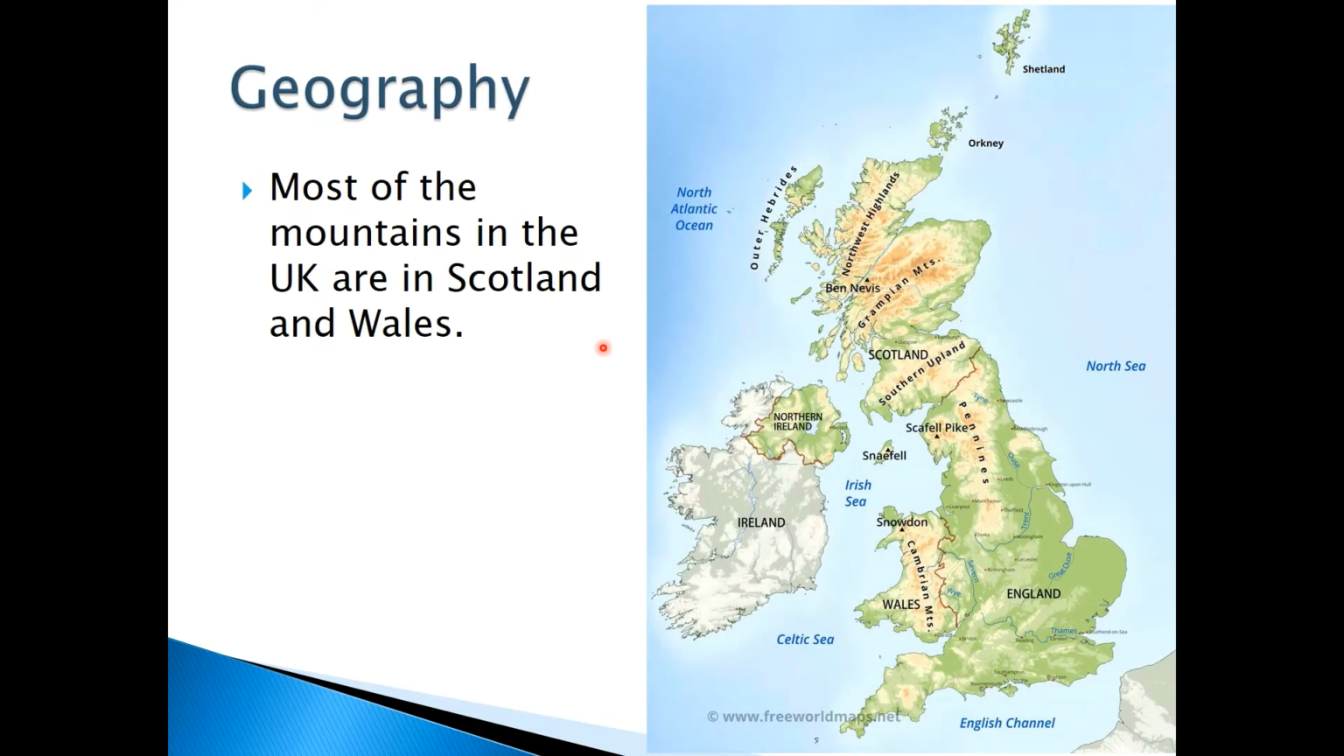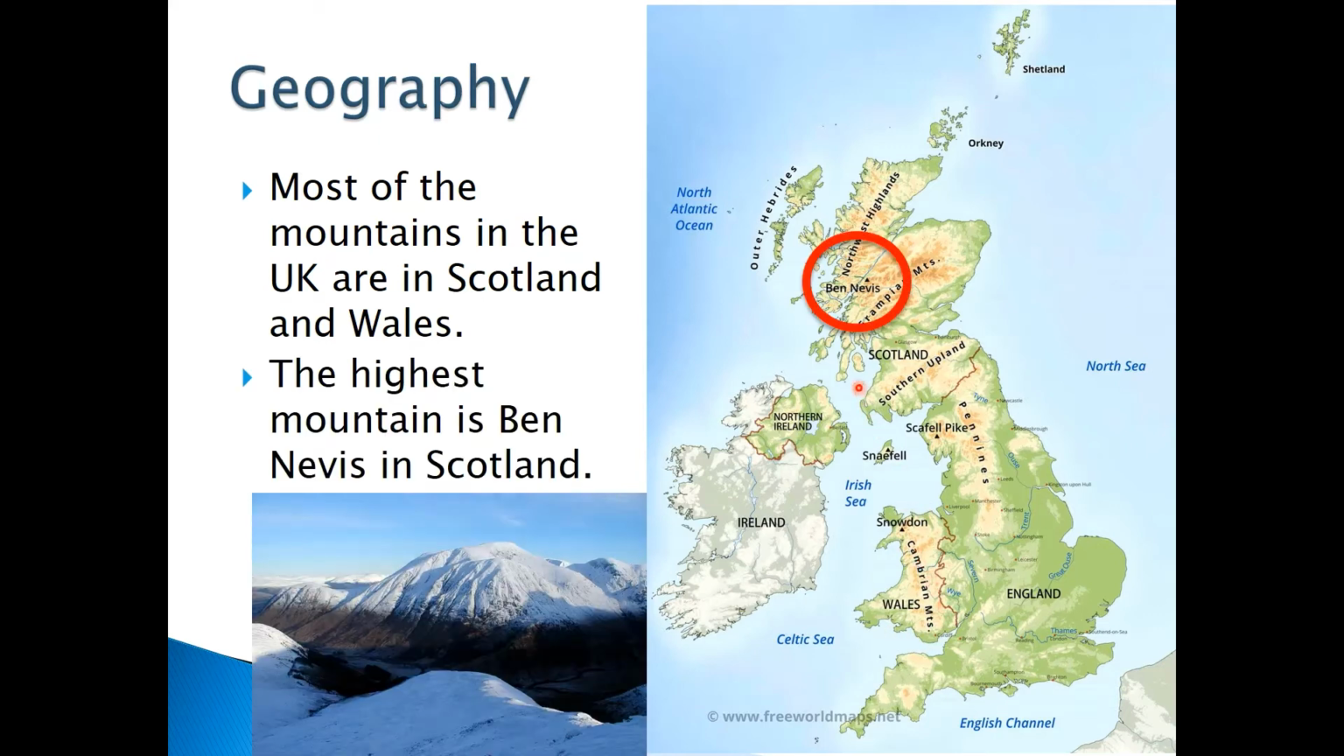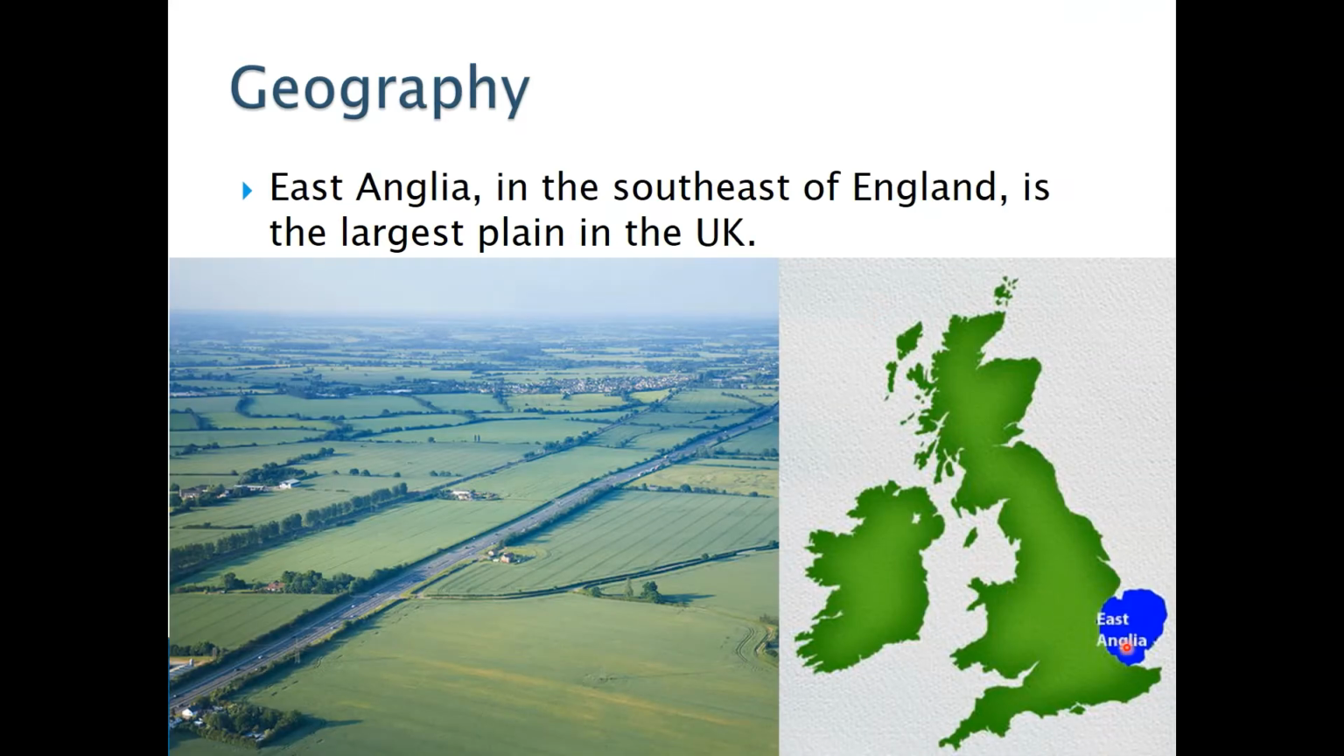Most of the mountains in the UK are in Scotland and Wales. The highest mountain is Ben Nevis in Scotland. East Anglia in southeast England is the largest plain in the UK. You can see the land is very flat.